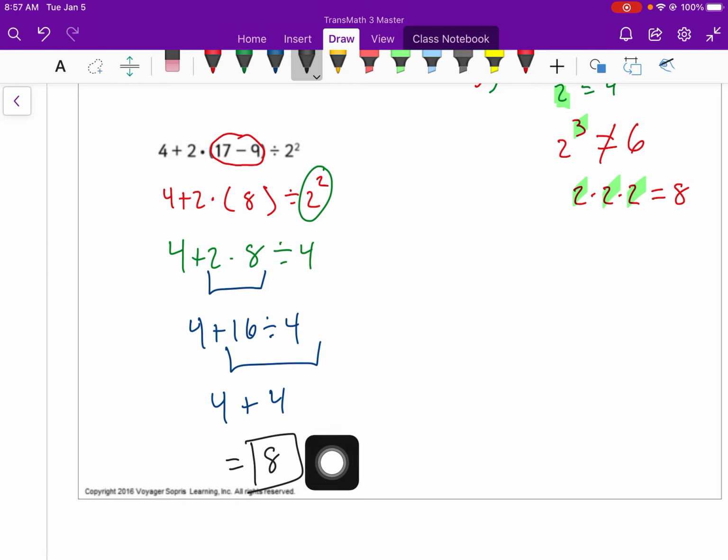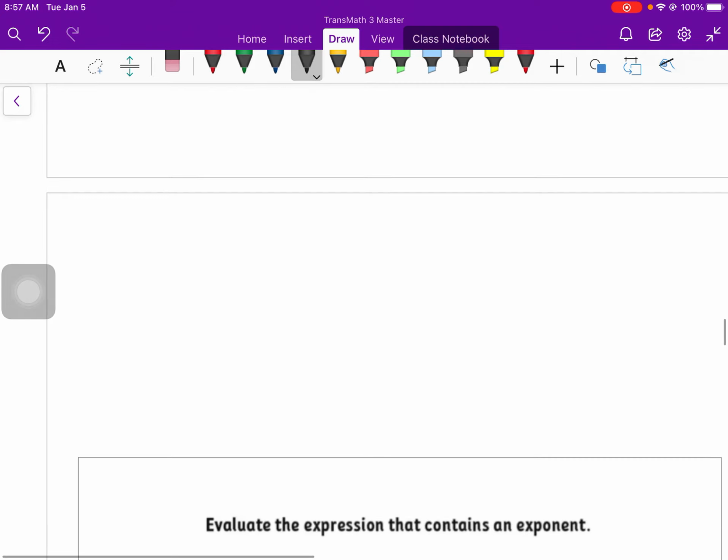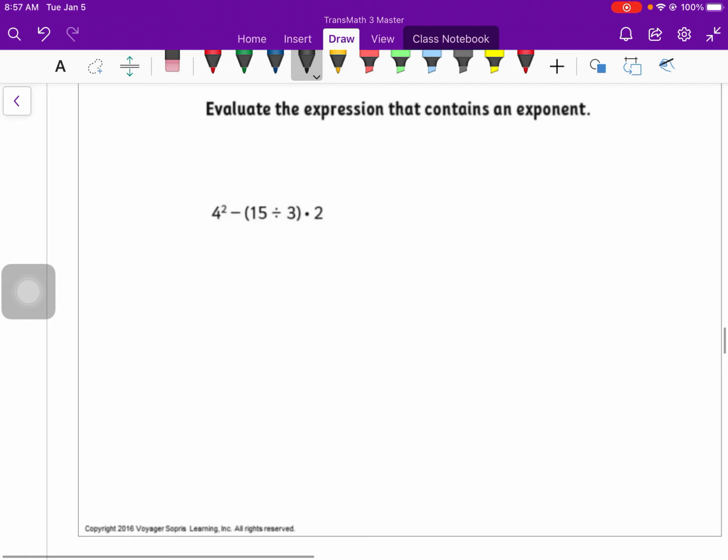If you do not do this in the correct order, you're going to get a different number. The order of operations is like the law of the land. You have to use that order of operations in order to do the problems correctly.